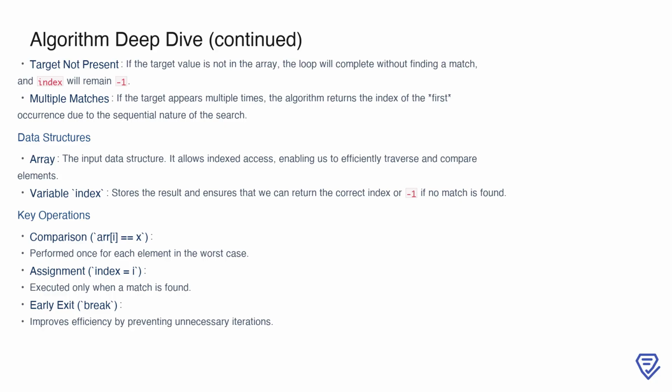The algorithm relies on three key operations. First, the comparison operation, ARR[i] == x, is performed once for each element in the worst case. Second, the assignment operation, index = i, occurs only when a match is found. Finally, the early exit mechanism using break ensures that unnecessary iterations are avoided, further enhancing the efficiency of the algorithm. Together, these steps and operations provide a solid framework for solving the problem.